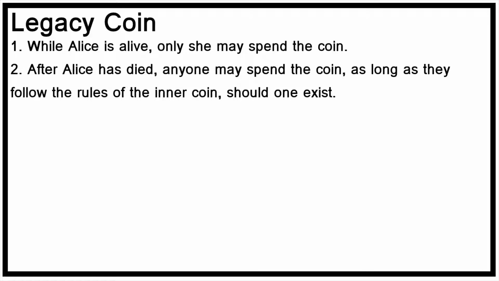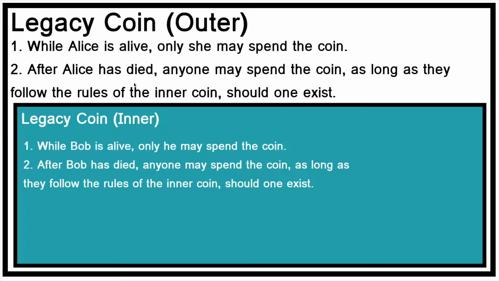Right now, this is probably not what Alice wants to do. She doesn't want to just allow anyone to spend the money once she dies. She wants someone specific to have the money. So let's say she wants to give it to Bob. She can create another Legacy Coin like this. So now we have an outer coin and an inner coin. The inner coin is identical to the outer coin, except now we're using Bob instead of Alice. So while Bob's alive, only he may spend it. After he dies, anyone may spend it, as long as they follow the rules of the inner coin, should one exist.